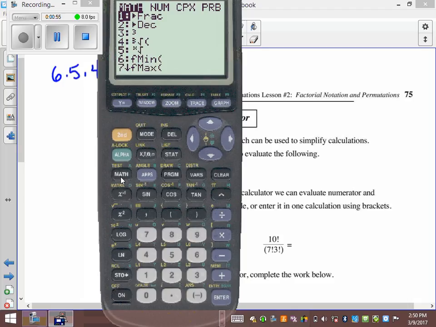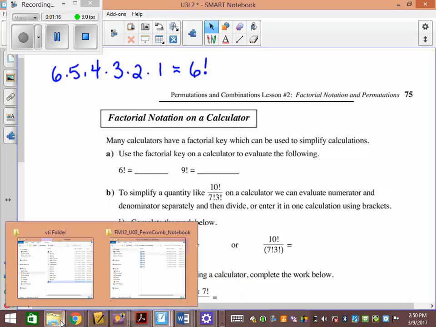Over left once or right 4 times, but I would go left once because it's easier. And pick number 4. Then enter. So that was 6, math, left arrow once, number 4. So 6 factorial is 720.